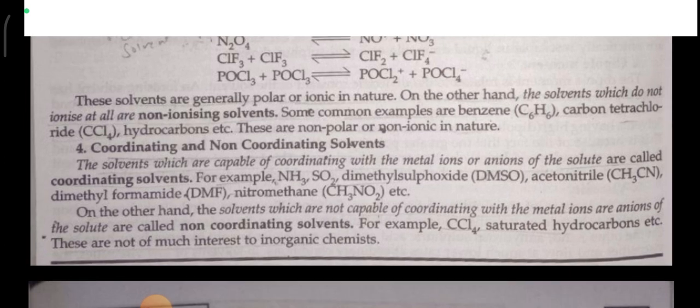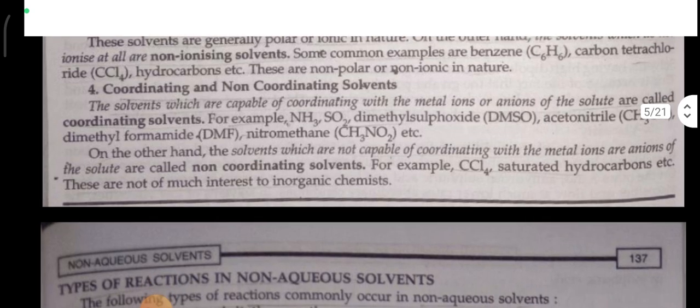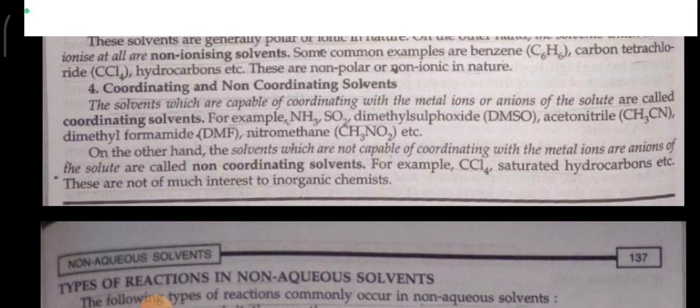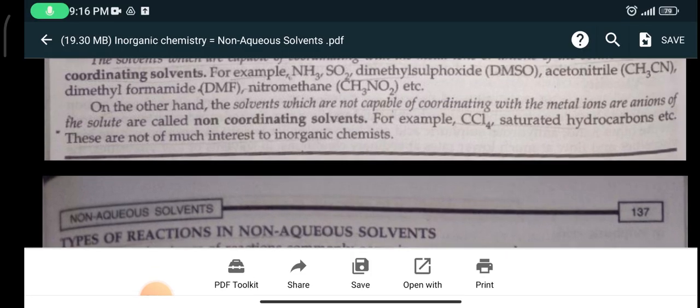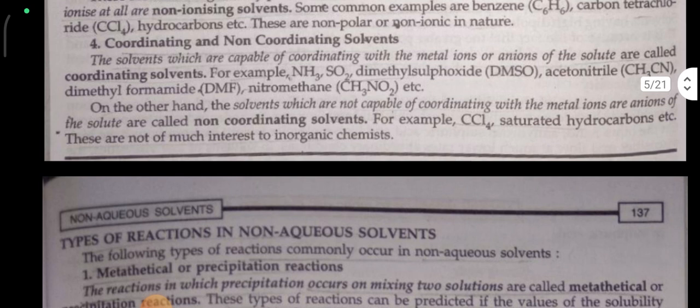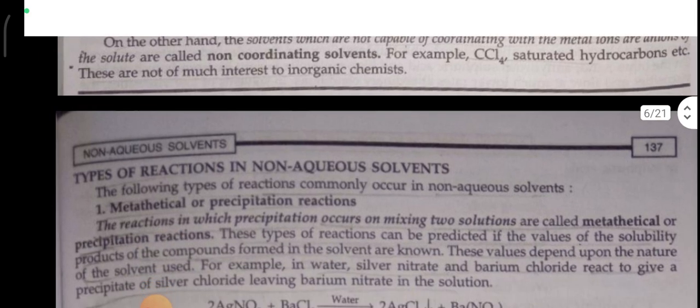Coordinating or non-coordinating solvents. The solvents which are capable of coordinating with metal ions or anions of the solutes are called coordinating solvents. For example, NH3, SO2, dimethyl sulfoxide DMSO, acetonitrile CH3CN, dimethylformamide DMF, nitromethane CH3NO2, etc. On the other hand, the solvents which are not capable of coordinating with metal ions or anions of the solute are called non-coordinating solvents. For example, CCl4, saturated hydrocarbons. These are not of much interest to organic chemists.